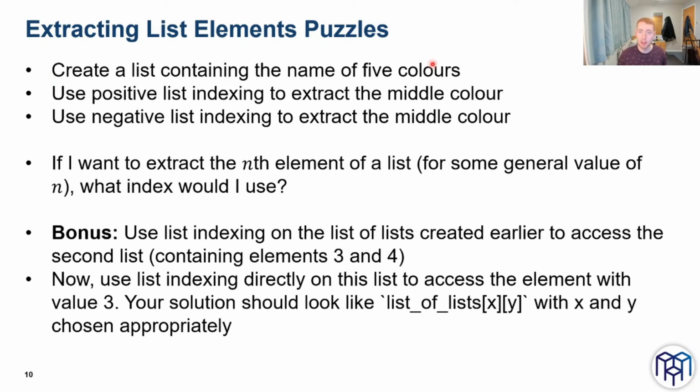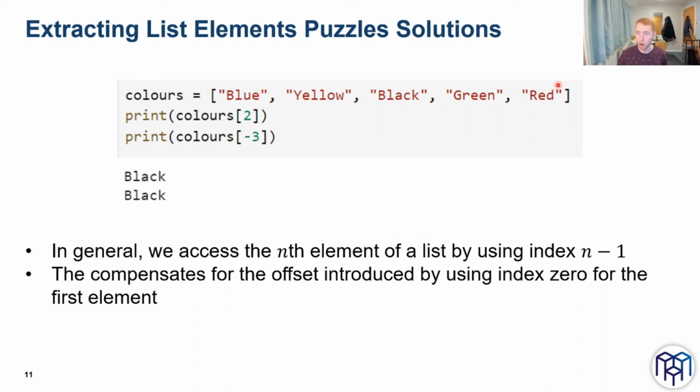So we were asked to create a list of 5 colours and extract the middle element in 2 ways, positive and negative indexing. The list I went with was the colours of the Olympic rings, and so the middle element here is the colour black. For positive indexing, we start from the start. Remember, the first one has index 0, so 0, 1, 2 gives us this black here. And for negative indexing, start at the end with -1, -1, -2, -3. And so both of these will give us the colour black here.